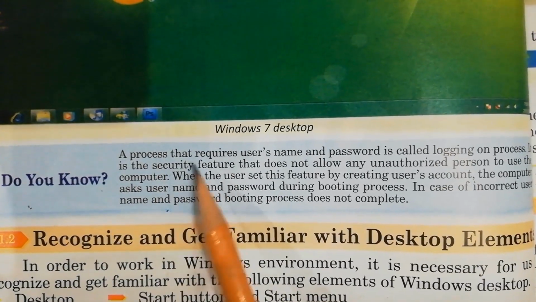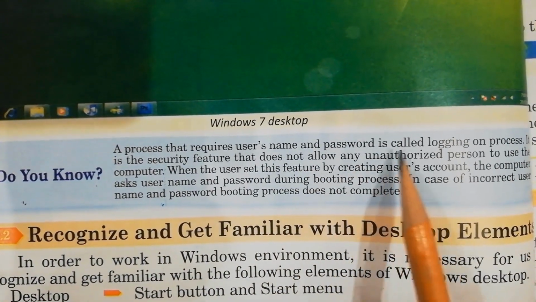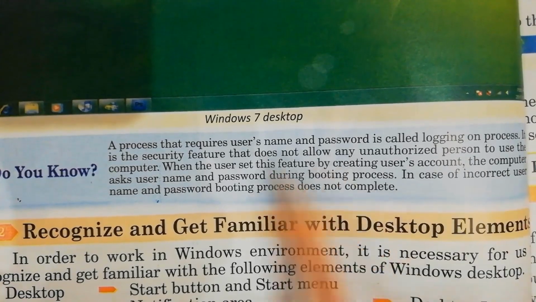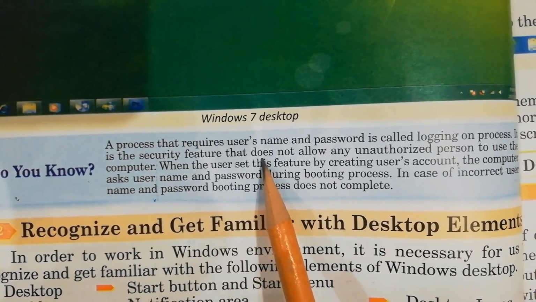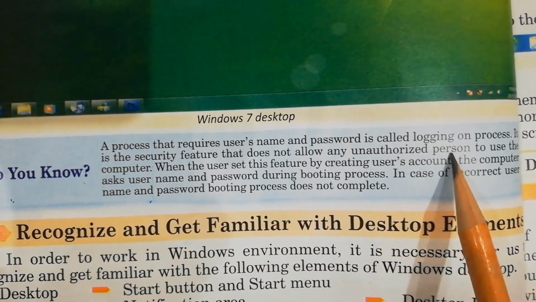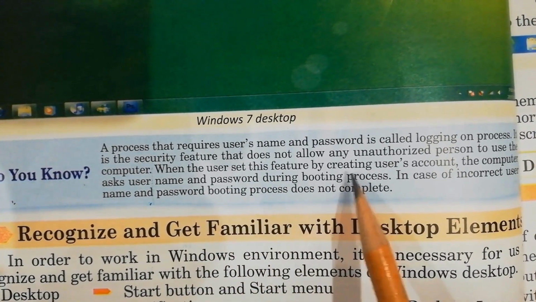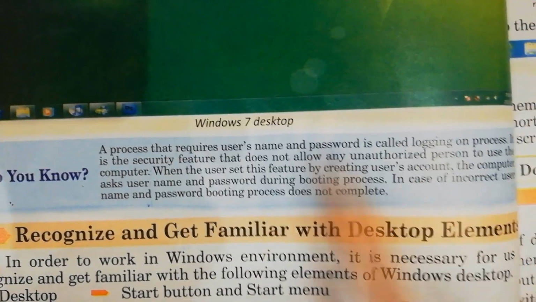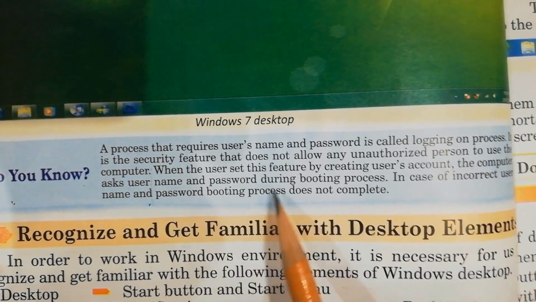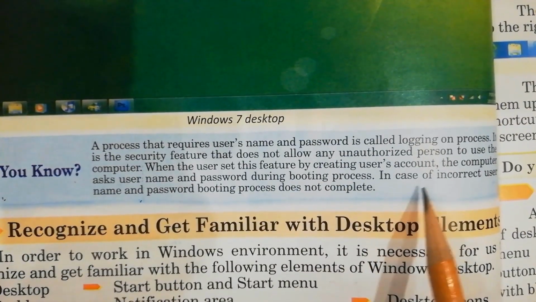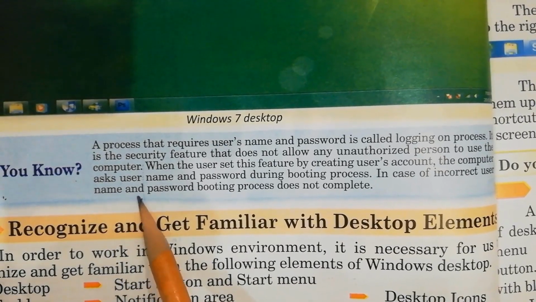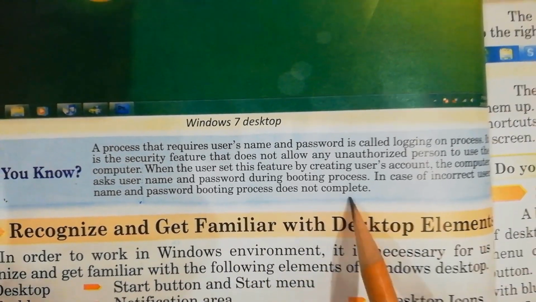Do you know a process that requires username and password is called the logging on process? It is the security feature that does not allow any unauthorized person to use the computer. When the user sets this feature by creating a user account, the computer asks for username and password during the booting process. In case of incorrect username and password, the booting process does not complete.